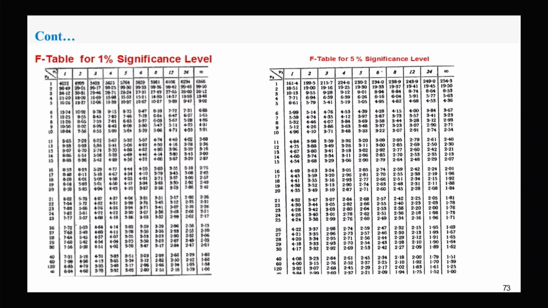Now, how to check this F table? This is gamma 1 and gamma 2. The horizontal values show the degree of freedom of the numerator, and the vertical values are gamma 2. Gamma 1 is the degree of freedom of the numerator, and gamma 2 is the degree of freedom of the denominator, and degree of freedom we know is n minus 1.